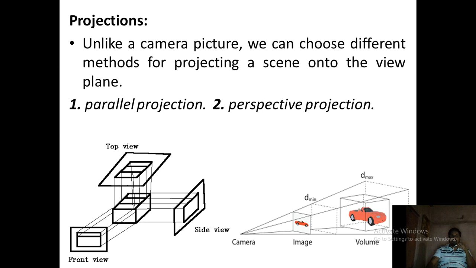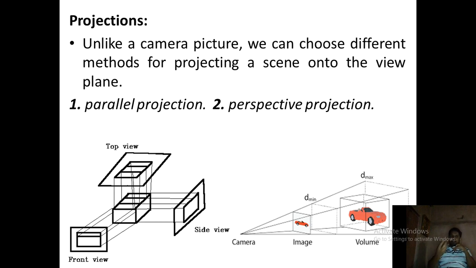Unlike a camera picture, we can choose different methods for projecting a scene onto the view plane. Just as you project a picture onto the camera film, here also you project whatever picture you have taken in your camera and print it on a view plane. There are two different methods: one is parallel projection, and one is perspective projection. But in a real camera, parallel projection is not there. A real camera always takes a perspective projection, but that additional feature is there in OpenGL.